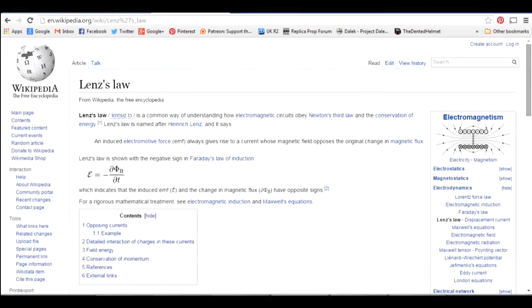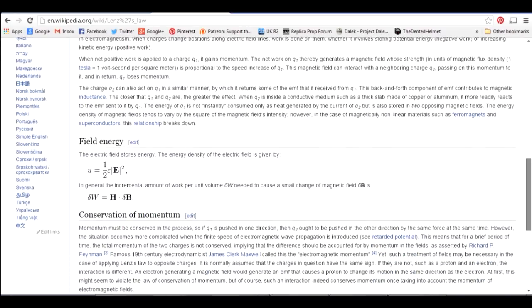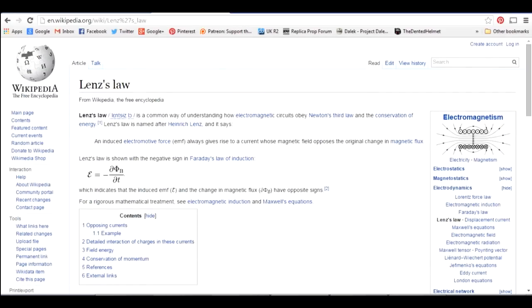Referring to Wikipedia, on the Lenz's Law page, I'll put this link in the description to the video, this is quite a long page with some formulas and some other description on, but the main statement is right here at the top, which says that an induced electromotive force always gives rise to a current whose magnetic field opposes the original change in magnetic flux. That basically means that the induced eddy current in the copper pipe will oppose the original magnetic force of the magnet. So that's why the magnet is falling more slowly, because of the opposing force.